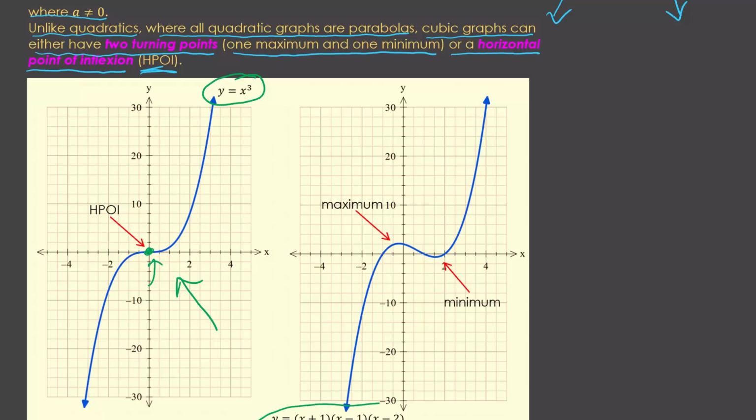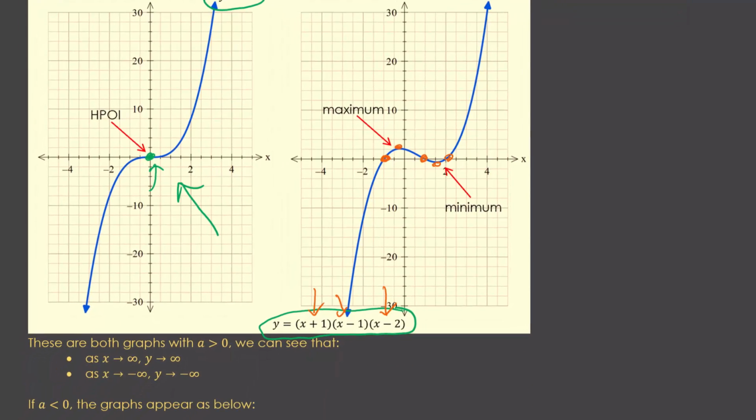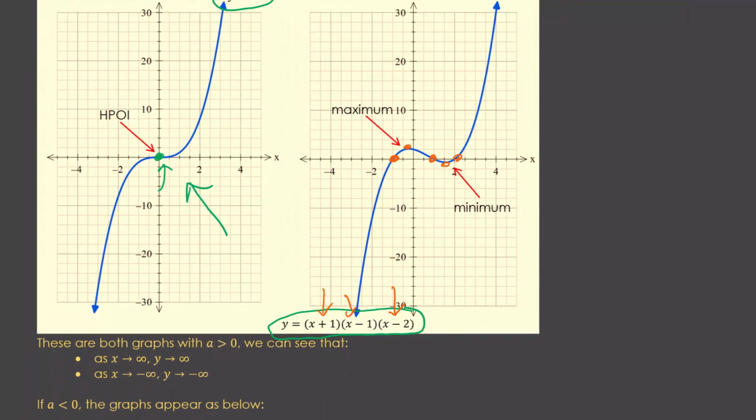This is the cubic y is x plus 1, x minus 1, x minus 2. And you can see the roots here at negative 1, 1, and 2. And you can see that this one has a maximum point and then a minimum point. These are both graphs where the a is positive. So when we think about ax cubed plus bx squared plus cx plus d, we're saying for these ones the a is positive. Now this looks very technical, but it's not that complicated.